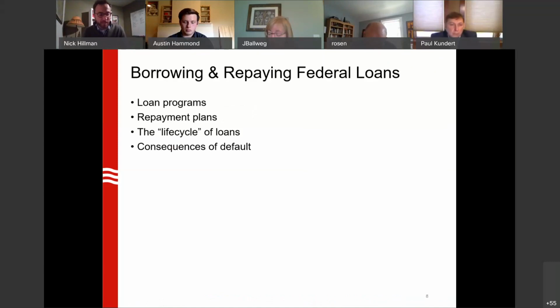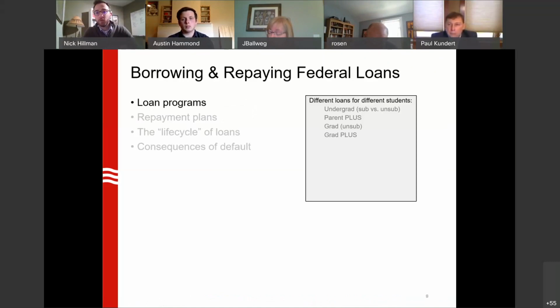Shifting now, hope this isn't too fast, to section 2 on borrowing and repaying federal loans. There are 4 main points to try to wrestle with in this section. First of all, there are a number of different federal loan programs available. Undergraduates can borrow. Their loans, if they have financial need, could be subsidized, where they're not charged interest while they're enrolled, or they could be unsubsidized, where they are. Parents can borrow through what's called the Parent Plus program. Graduate students can borrow in unsubsidized loans, and they can also borrow through the Grad Plus loan program.